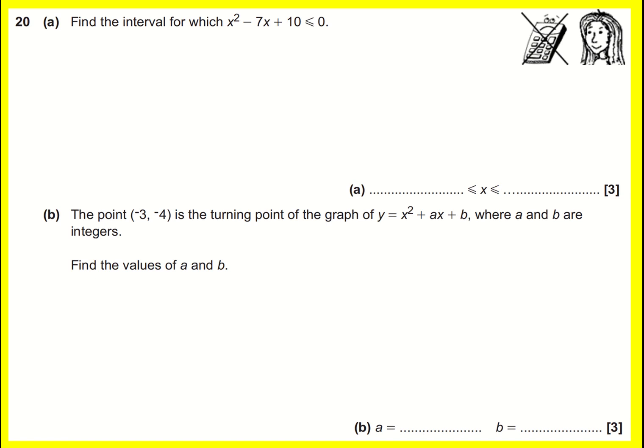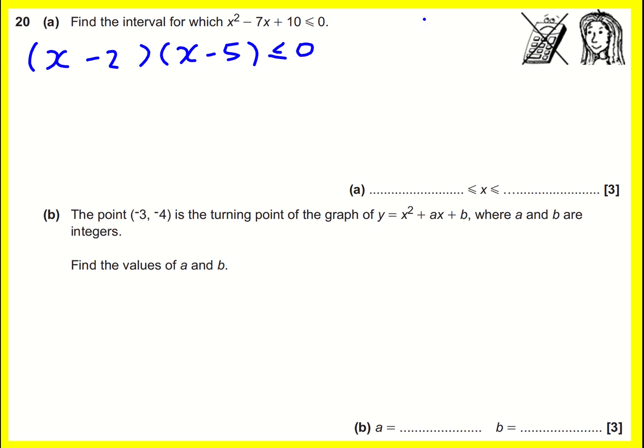Well, the best way to do this is to factorize it and solve it to start with. So this is going to factorize x and x, two numbers that multiply to give 10 and add to give -7. That's going to be -2 and -5. And we're interested in where that is less than or equal to 0.